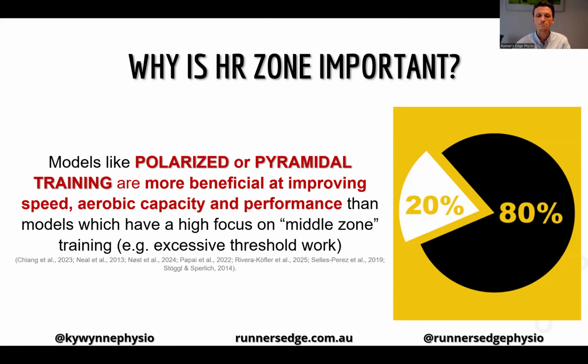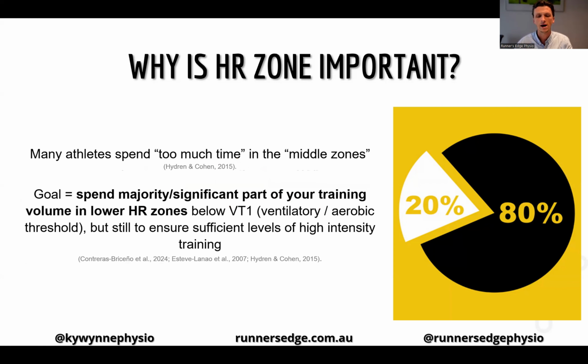And so models like our polarized or pyramidal training have been shown to be more beneficial at improving speed, aerobic capacity, and performance than models which have a high focus on our middle zone training. So what this is saying is that higher amounts of low intensity aerobic work in zone 1 or 2, and less in our middle zone training or our threshold zone, and then a little bit in that high intensity zone. So our 80-20 is more effective typically than models which have significant amount in the middle zone. And there is science behind that and why, but many athletes are spending too much time in this middle zone.